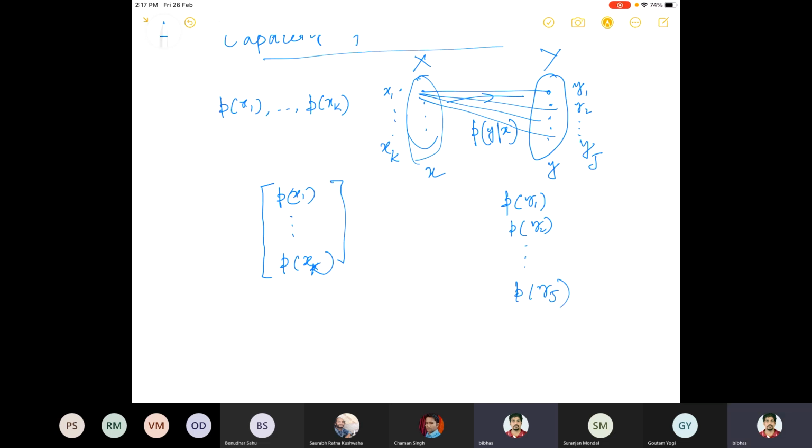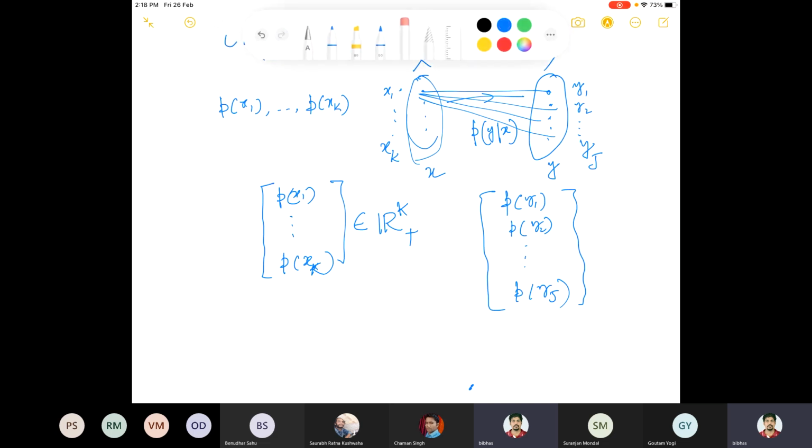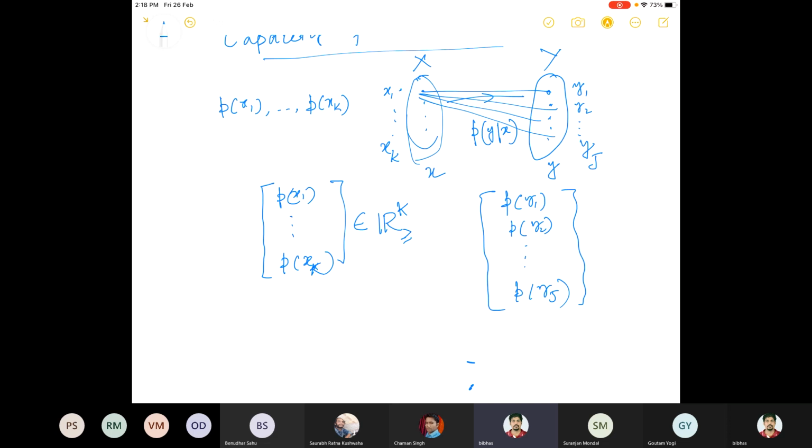This also can be called a vector. You can say this is a k-dimensional vector, in R to the power k plus, the non-negative orthant. These numbers are non-negative numbers. So R greater than or equal to zero means the set of all non-negative real numbers. This is how we can define it.